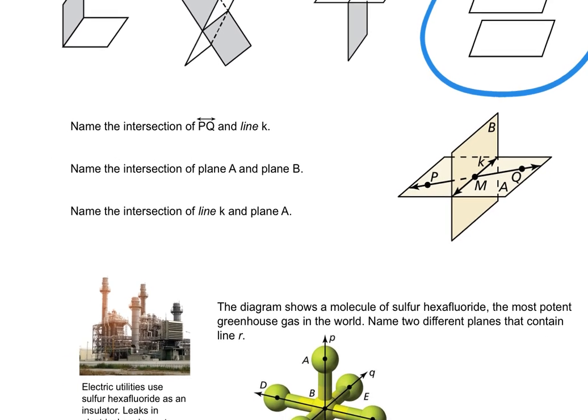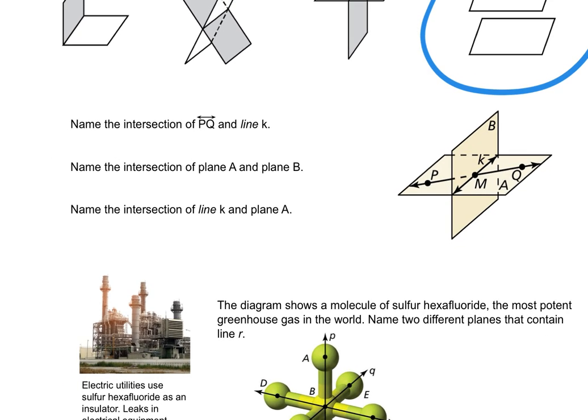Okay, name the intersection of line PQ and line K. Here's line PQ. Here's line K. Where do two lines meet? At a point. And what point do these two lines meet? M. You can say point M or you can just say M, because if it's an uppercase letter, we know we're talking about a point. And we only have one.